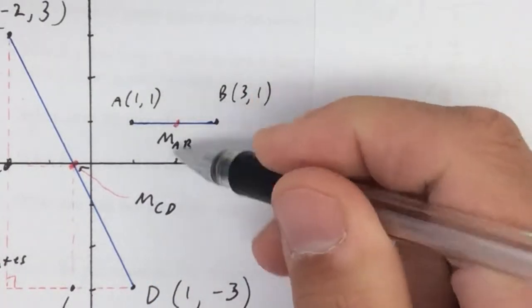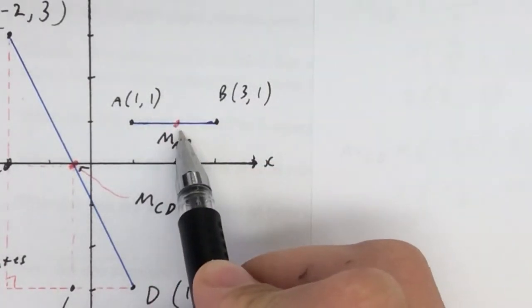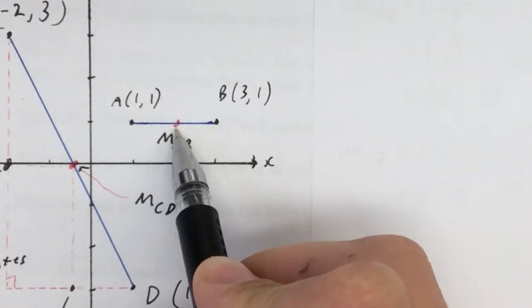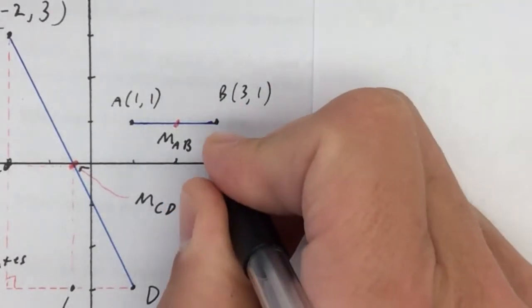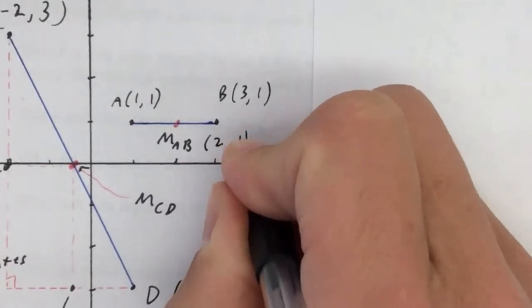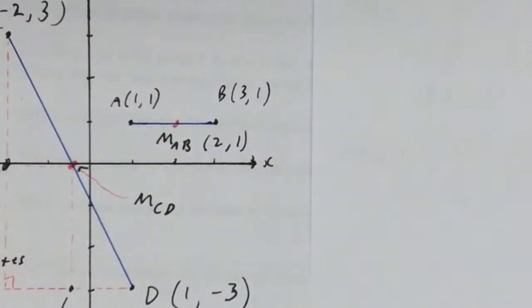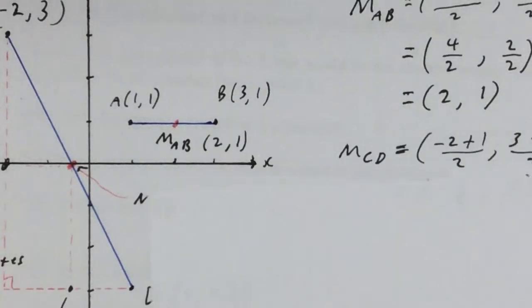Because it doesn't move in the y direction, it should be fairly obvious that that point is 2, 1. Okay? So the midpoint is 2, 1, just by looking at it. So we're going to check out this formula here to see how it works.